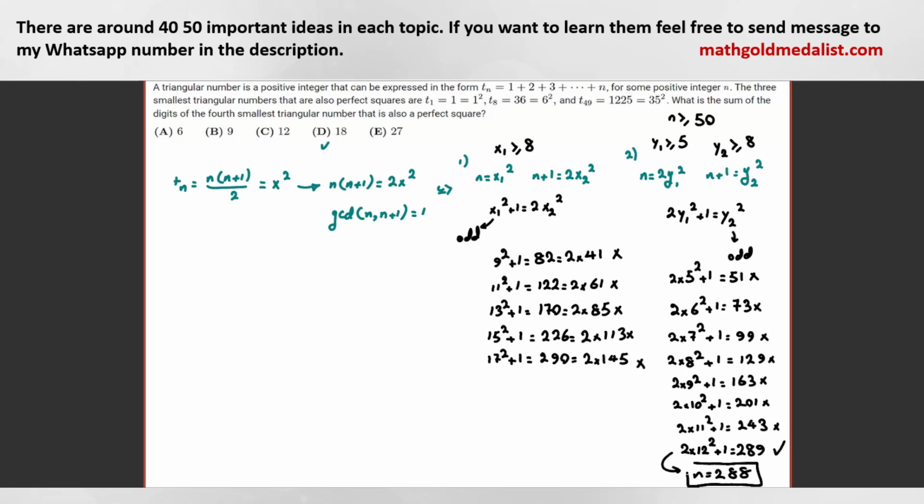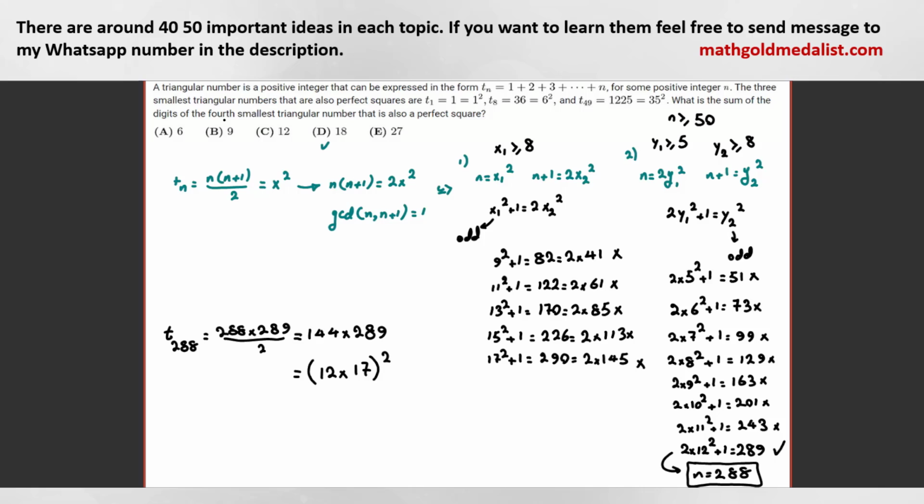You can also check that it's a perfect square because t of 288 is 288 times 289 over 2. And you will see it is 144 times 289, which is what, a square? 12 times 17 squared. Yes.